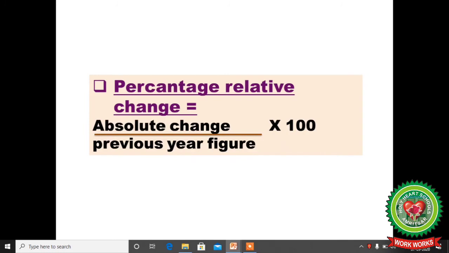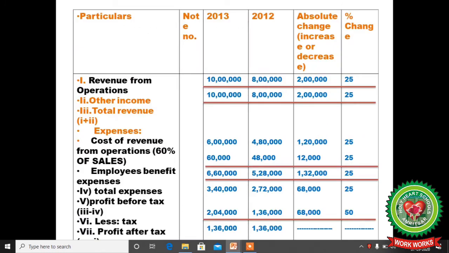See the formula again. Here your previous year is 8 lakh and the percentage change is 25%. Likewise, calculate the cost of revenue from operations at 60% of sales. So 10 lakh at 60% is 6 lakh, and 8 lakh at 60% is 4 lakh 80,000. The absolute change here is 1 lakh 20,000 and in the same way the percentage is 25%. Employee benefits here are 60,000 and 48,000, the difference is 12,000 and the percentage change here is 25%. So in the same way, on all items just apply the formula and find the answer.